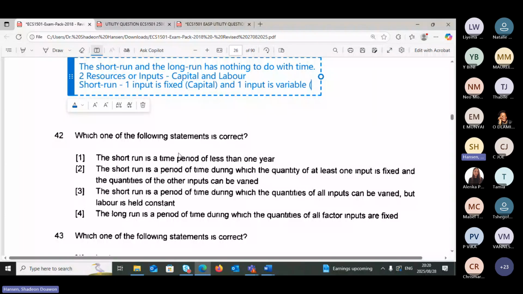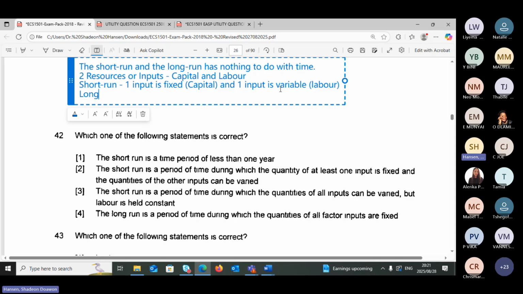If you want to maximize your production, you hire more workers. If you want to minimize your cost, you fire your workers. But you cannot change the amount of machinery and equipment that you have. You can only change the amount of labor. You see. So labor is variable, right?